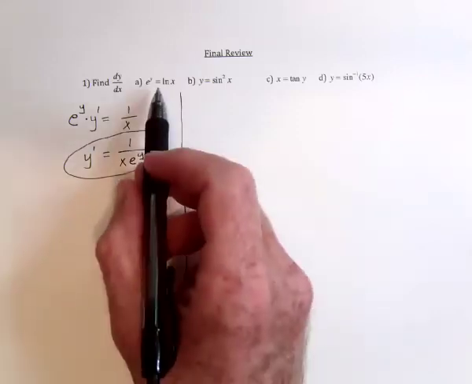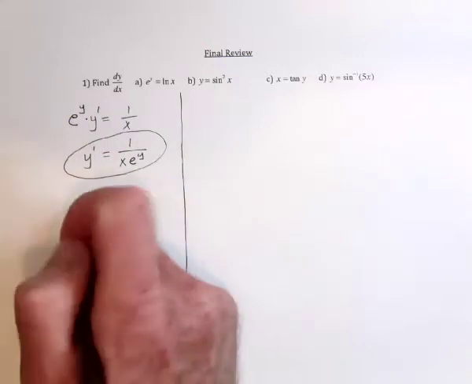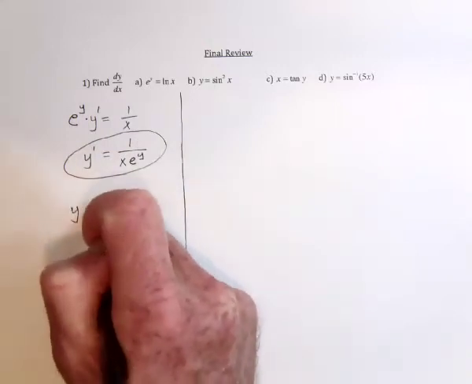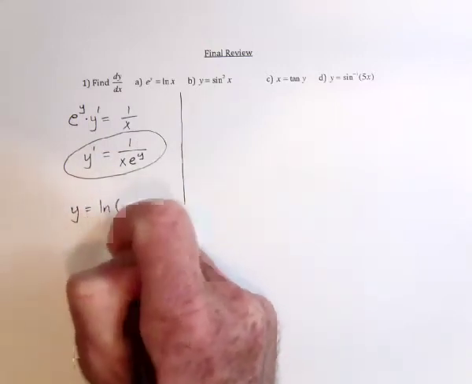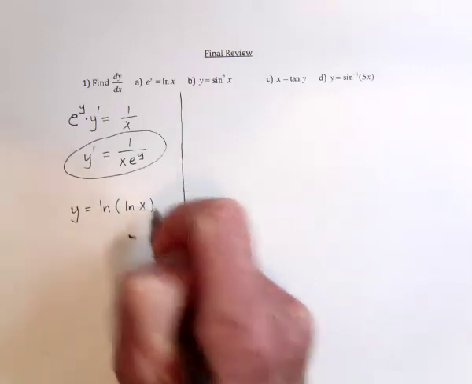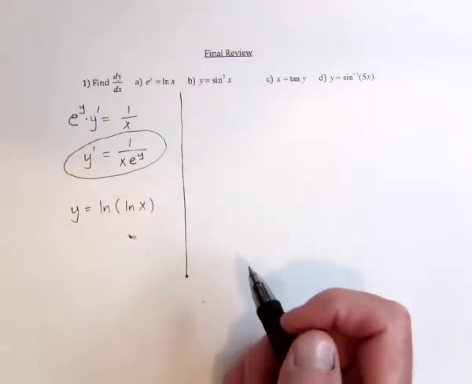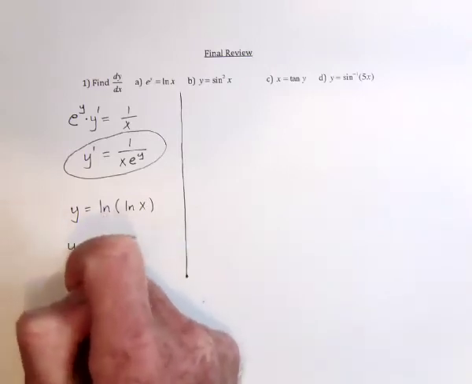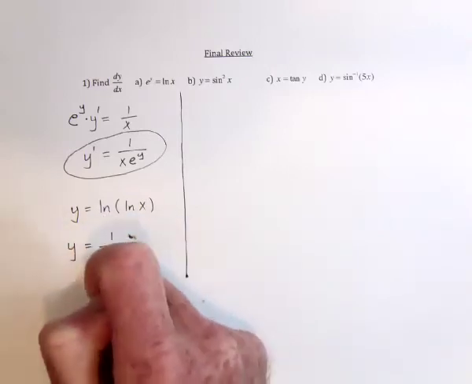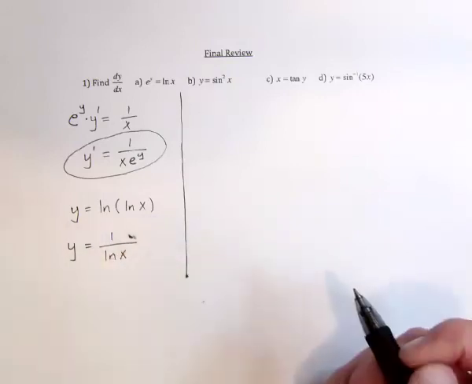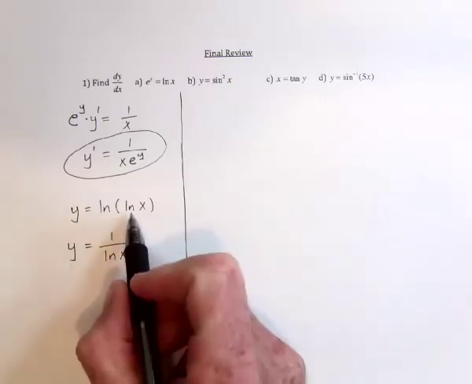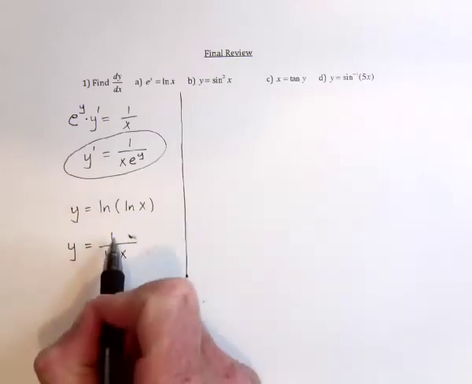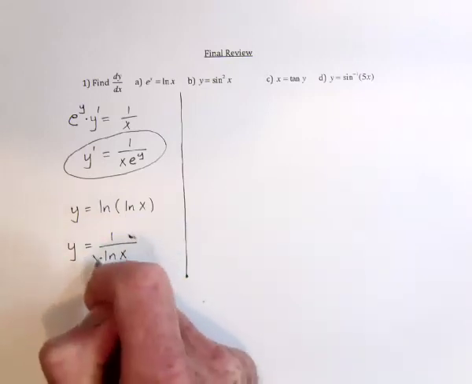What about if we take natural log of both sides to begin with and then solve for y? So it would be that y equals the natural log of x, and then take the derivative of the outer function, which would say 1 divided by the argument, and then take the derivative of the inside, which would be 1 over x. So I can put that as 1 over x.